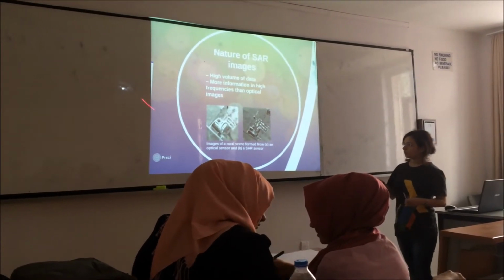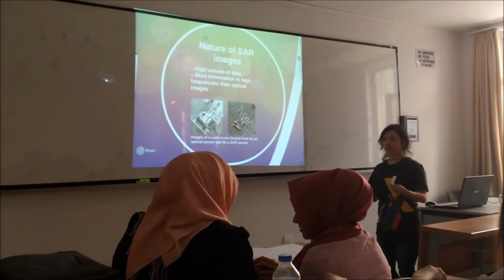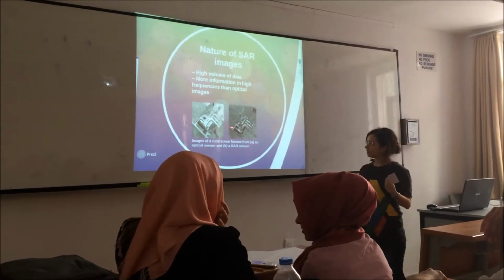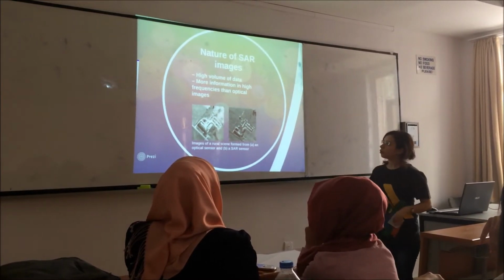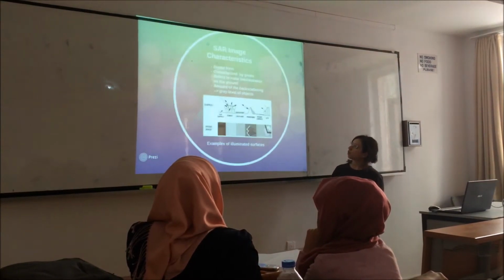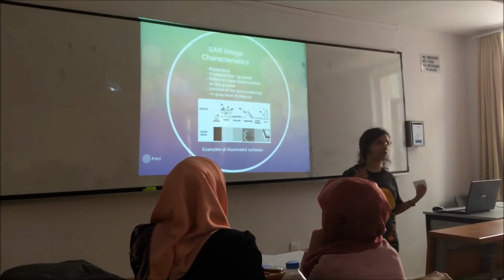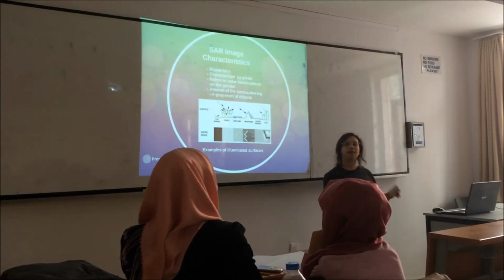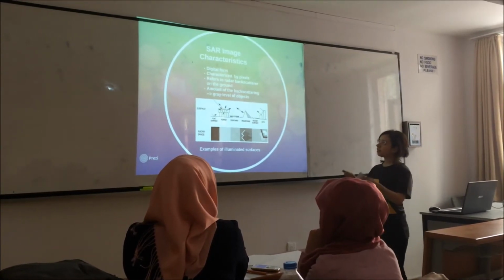I can show you some examples. This is captured by normal optical sensors, and this is the imaging for SAR. This is clearer than the optical image because of the high frequencies and high volume of data. With this kind of characteristic, a high volume of data and high frequencies, we want to store and transmit it, so we can also use some compression techniques. What are the SAR image characteristics?